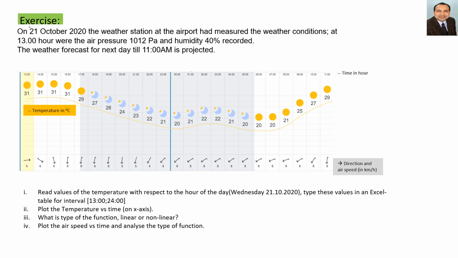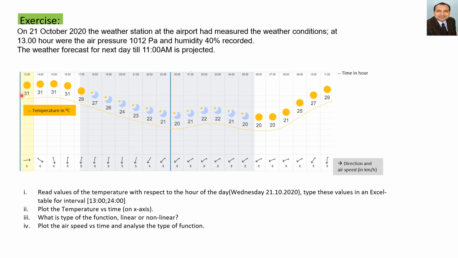How to analyze an exercise. On 21st October 2020, the weather station at the airport measured the weather conditions at 13 hours: air pressure 1012 pascal and humidity 40%. The weather forecast for the next day till 11 a.m. is projected here.